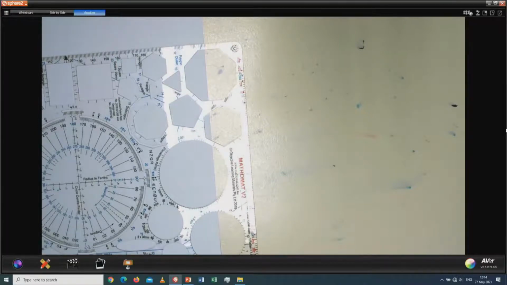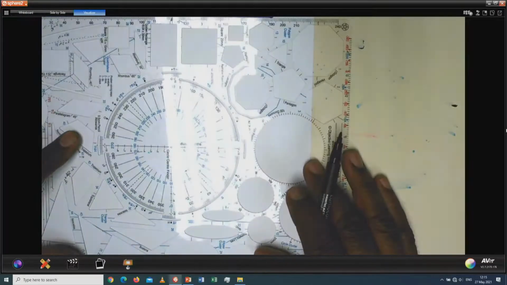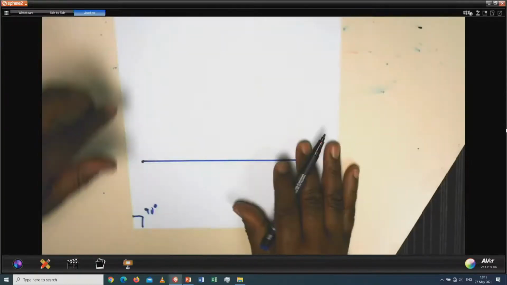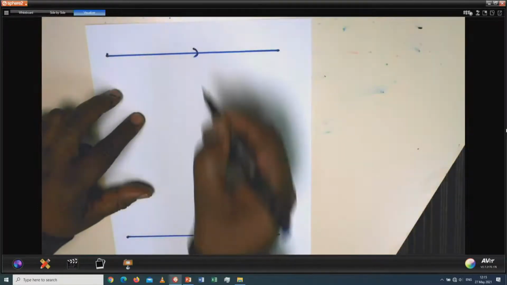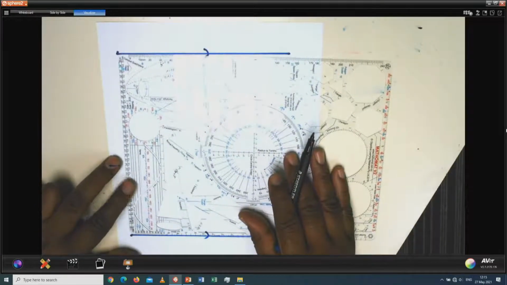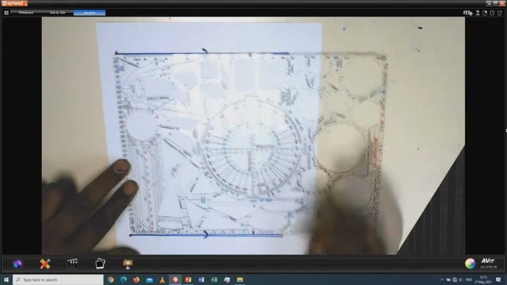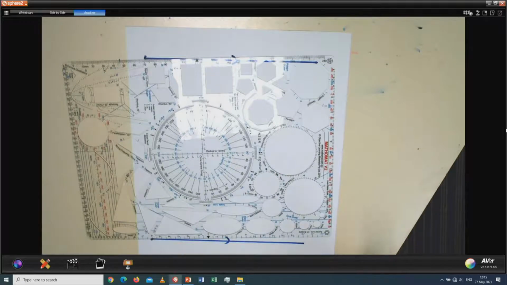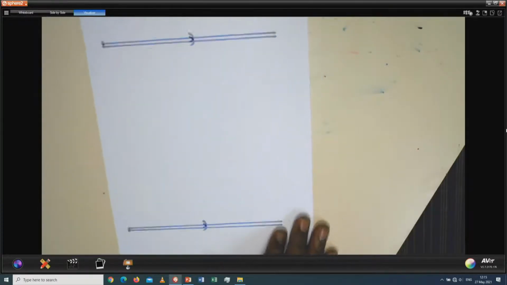Now, let's see. We want to draw this line the same distance as that line. Let me do this a little bit so that you can see. Right, I've drawn those lines. And we say they are parallel because the space in between is the same. It's the same distance, from here to here, from here to here. Those lines are parallel and they will never meet. With this instrument of mine, this line and that line, they'll never meet. Opposite sides of a page, they'll never meet.